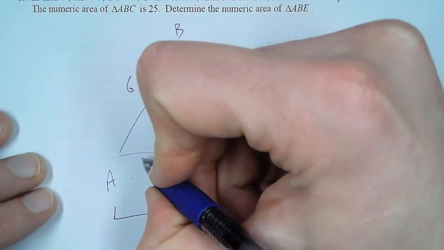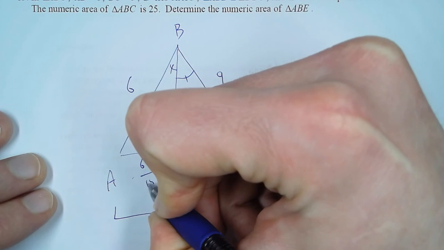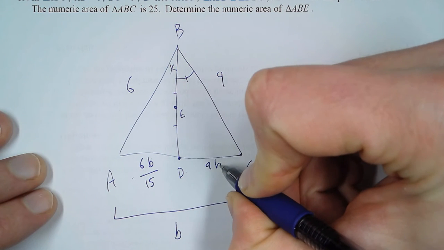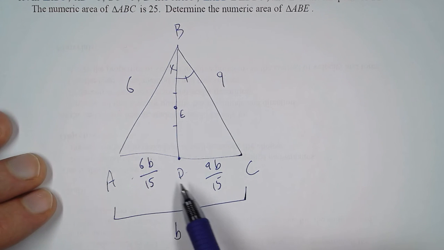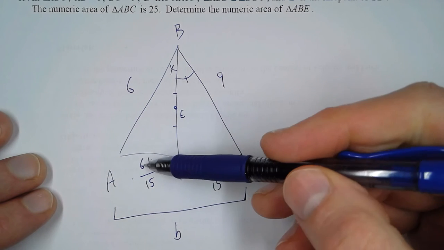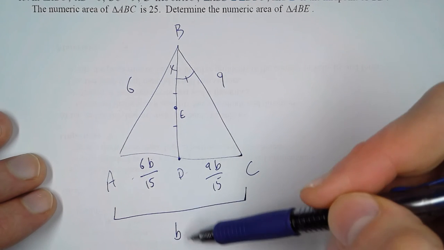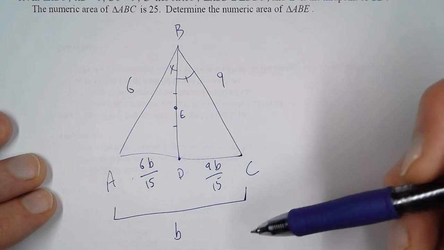And so the way this works is this is 6B over 15, and this is going to be 9B over 15. The reason it's divided by 15 is that's what the total would be, 6 and 9, they add up to. So this is 6/15 of whatever this is, and this is 9/15 of whatever this is.